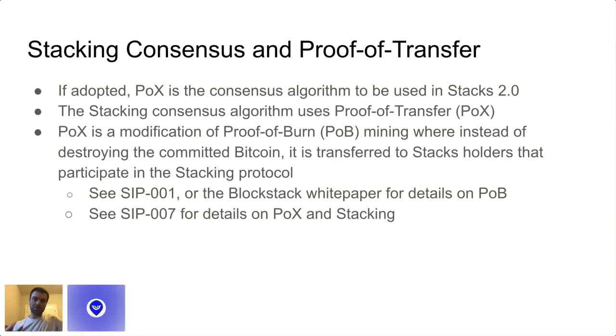Now, while during this talk I will give you a lot of information about how these things work, for more details you should really consult SIP001 or the Blockstack white paper, both of which go into a lot of detail on proof of burn mining and the other components of the Stacks blockchain and Stacks network. And also SIP007, which goes into a lot more detail on proof of transfer, stacking, and delegation protocols.